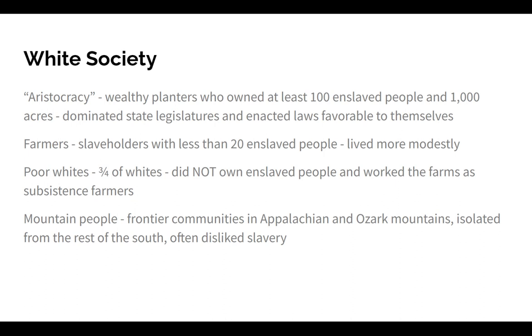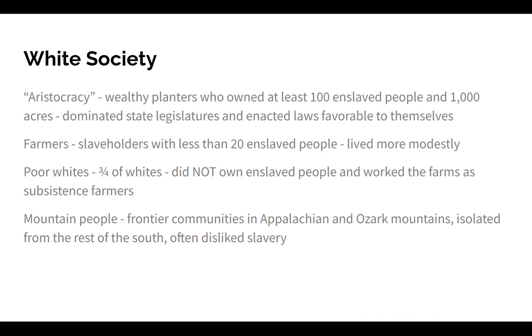Now, the aristocracy, quote unquote, of the South were the wealthy planters who owned at least 100 enslaved people and 1,000 acres of land, much of which, of course, would be cultivated for cotton. These aristocracy, these wealthy planters, absolutely dominated the state legislatures. And of course, they're going to enact laws that were favorable to themselves, to maintaining economic and political control for the very wealthy plantation owners.